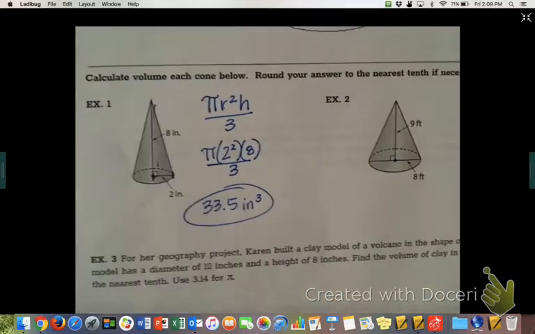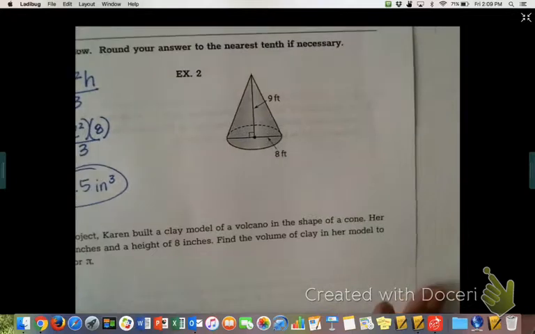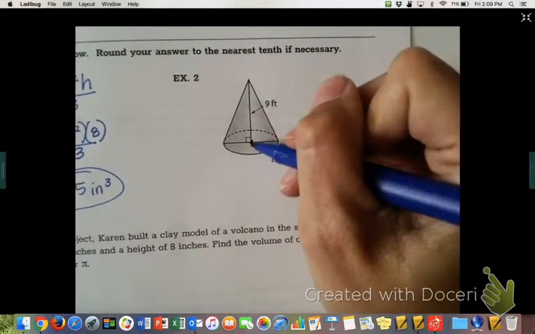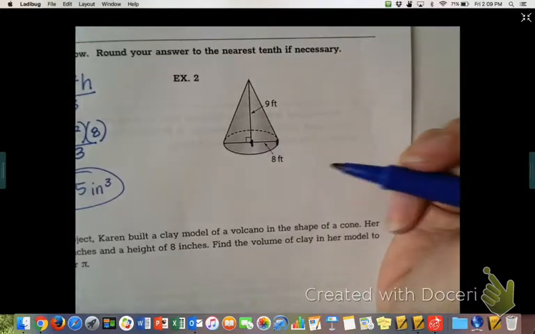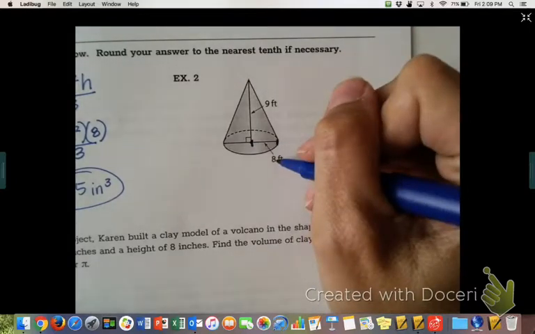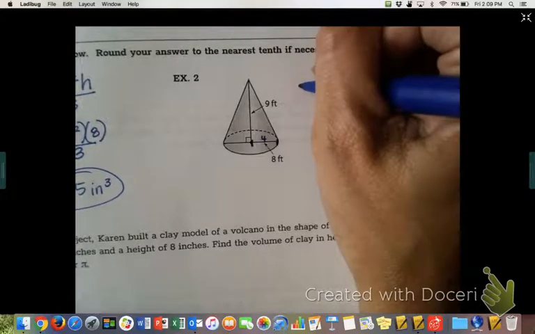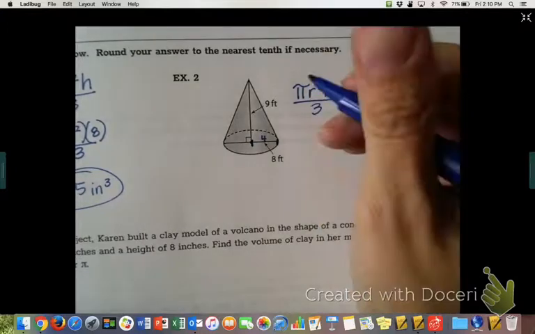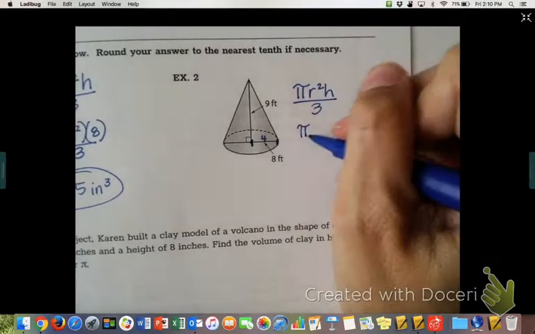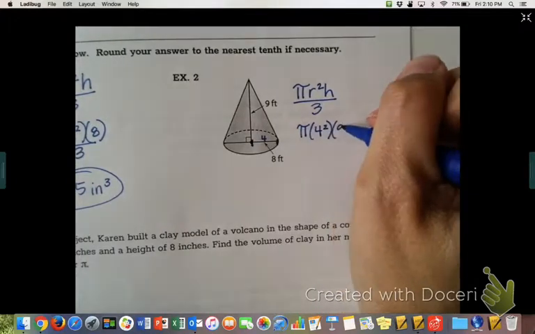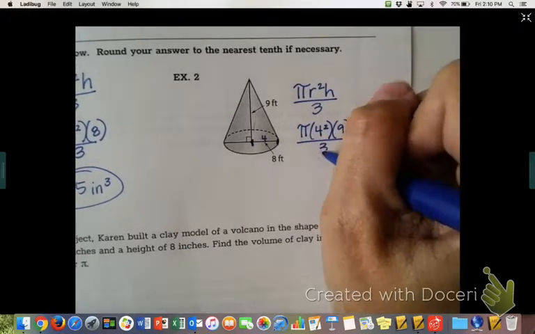Alright, example 2 is exactly what I was mentioning earlier. It's giving you the diameter, and we only want the radius, so we only want from here to here. So you're going to have to half it. You're going to have to take 8 and cut it in half, which would be 4, and then we can use the formula: pi radius squared times height divided by 3. So we're going to use the pi button. Our radius is 4 squared times the height, which in this case is 9. And then the whole thing divided by 3.